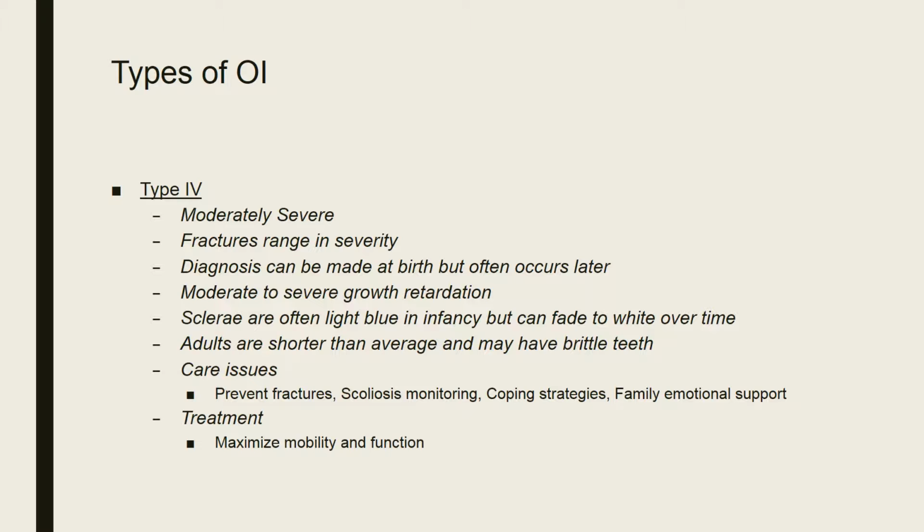Again, you're going to be looking at preventing fractures. Monitoring scoliosis, because again, if they have scoliosis, that's going to affect their chest cavity, and that's going to affect respiration. They may also have issues coping. They may need family emotional support. Again, in OT, you're going to be looking at maximizing mobility and function. So there was a kiddo I had on my caseload with type 4 osteogenesis imperfecta.